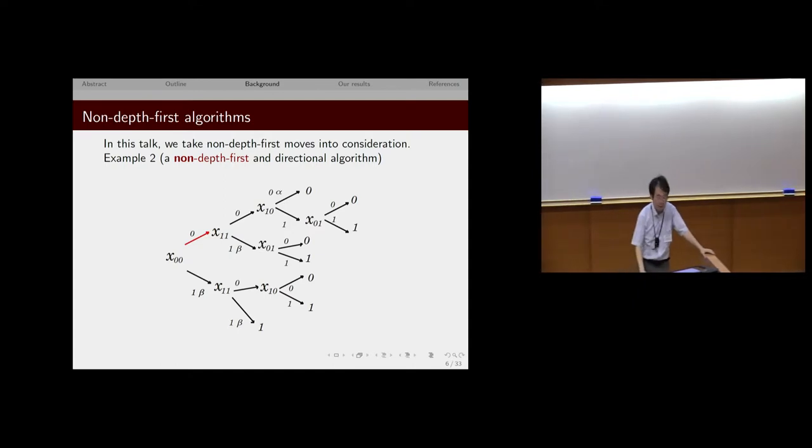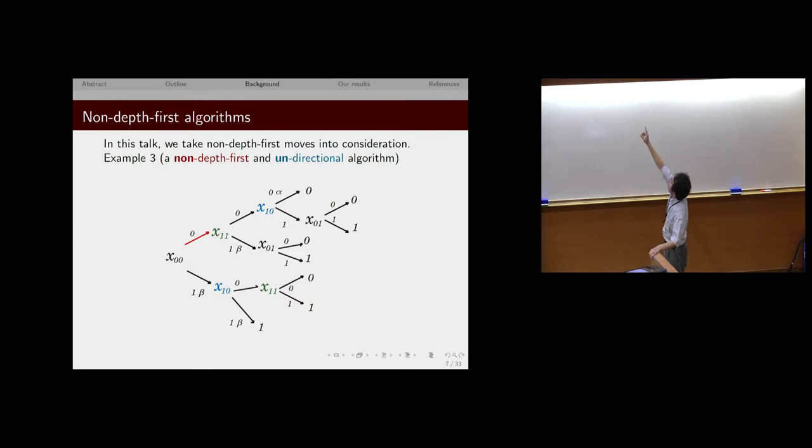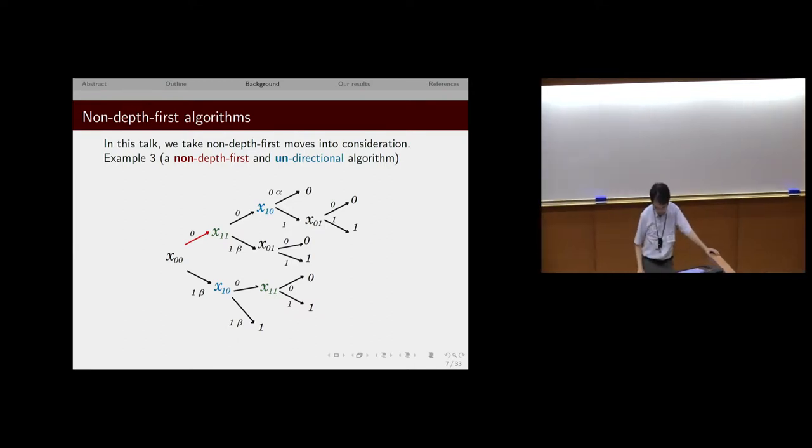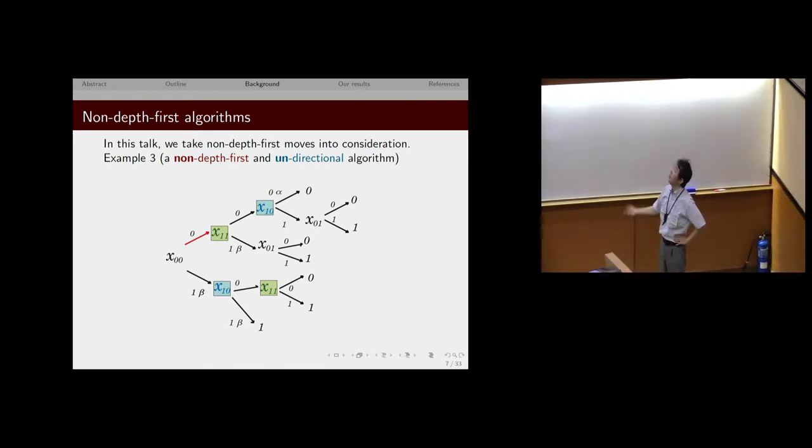The next example is a non-depth-first algorithm which is undirectional. The blue x10 and the green x11, the order of them differs according to the input. In some inputs, x11 is probed before x10, and in some inputs, x10 is probed before x11. The red arrow is still a non-depth-first move. So this is an example of a non-depth-first and undirectional algorithm.